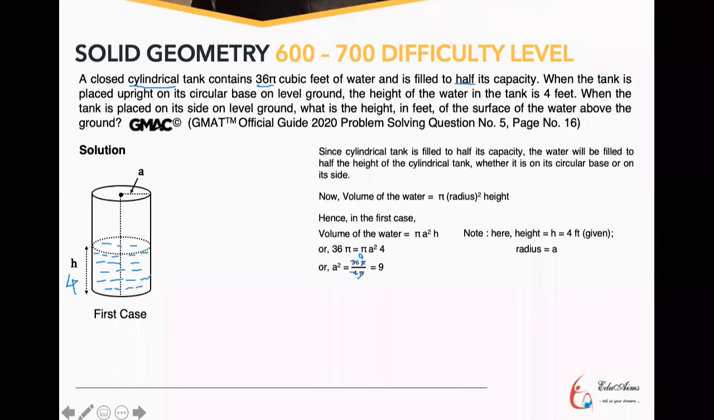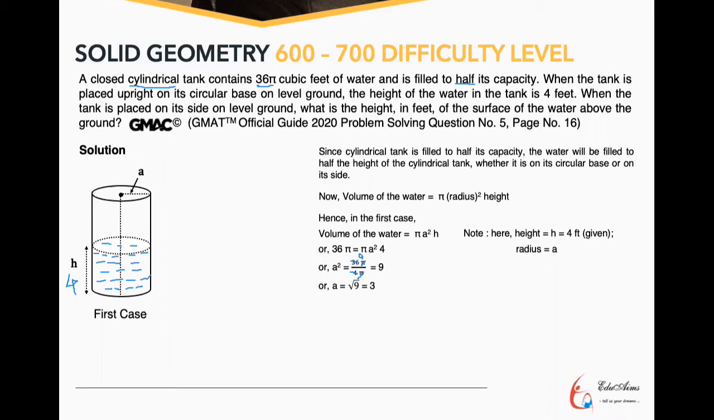So we can just take the square root of 9, which will give us the radius of the circular base. And we only take the positive root because the radius cannot be a negative value. It's a distance. So distance cannot have a negative value. So the radius of the circular base is equal to 3.